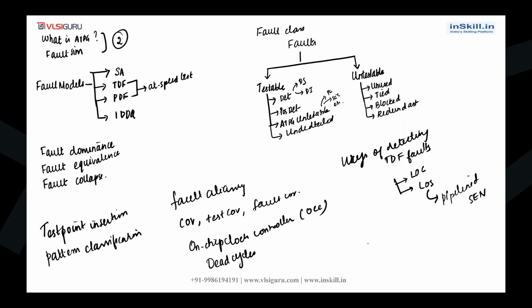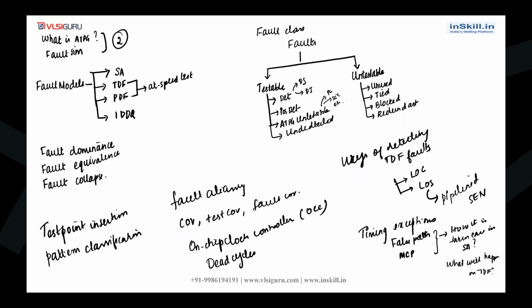We will also try to understand the timing exceptions. What are the timing exceptions? Timing exceptions are nothing but the false path and multi-cycle path. What is a false path? What is a multi-cycle path? We'll understand all those things, and how false paths and multi-cycle paths are taken care of in stuck-at. What will happen in the case of TDF? Like this we'll try to understand.